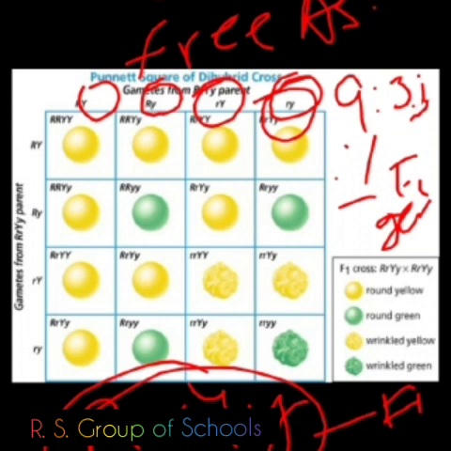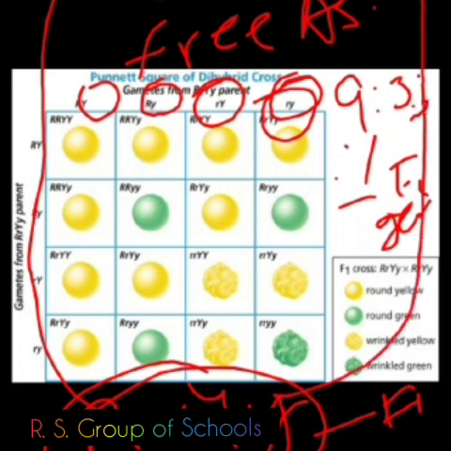So this is the third law of Mendel. In the second generation, the F2, the gametes separate independently. So this law is known as the law of independent assortment.